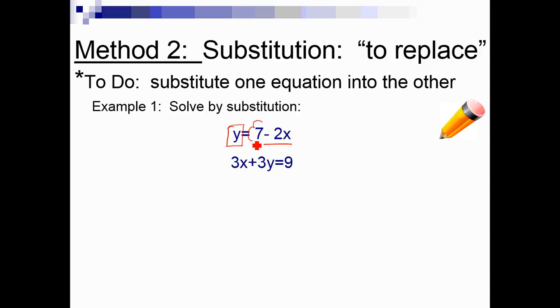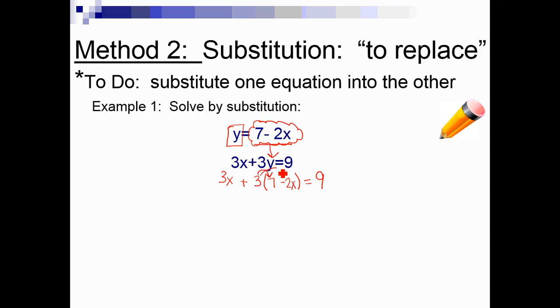So that means this 7 minus 2x right here can replace the y because it says y is equal to that. So that means in the second equation down here, where the y is, I can replace it with 7 minus 2x. So it looks like 3x, the plus sign, the 3, but instead of the y, I replace it with 7 minus 2x from the first equation, and it still equals 9.